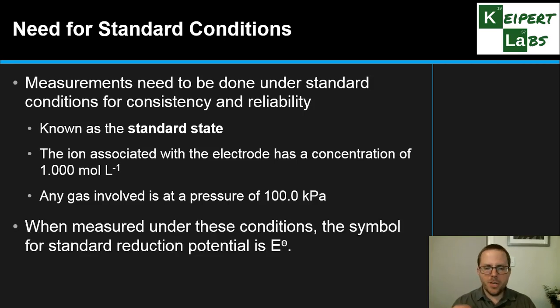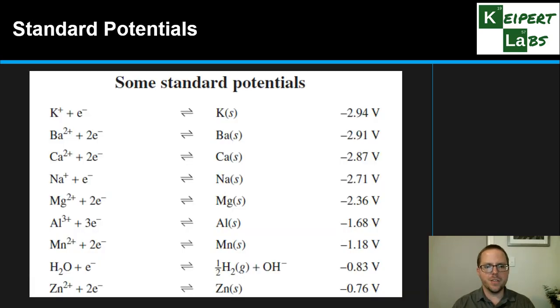Okay, so when we've measured under these conditions, we give it the symbol E with a naught, or kind of a 0. This is kind of like a Greek letter phi, which is part standard, but in our context it means the same thing. So these are standard potentials, measured under standard conditions.